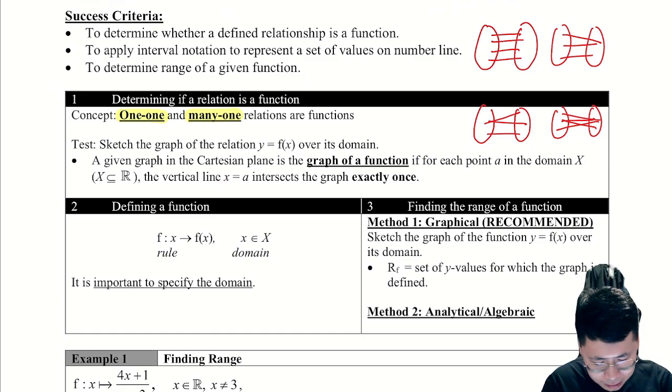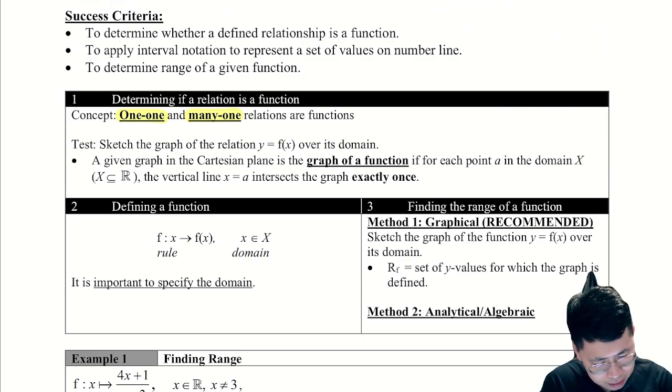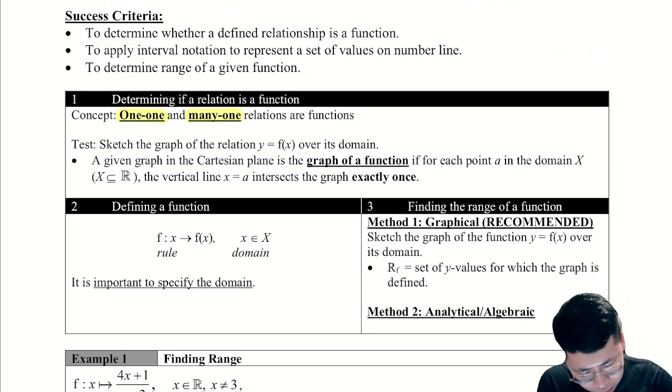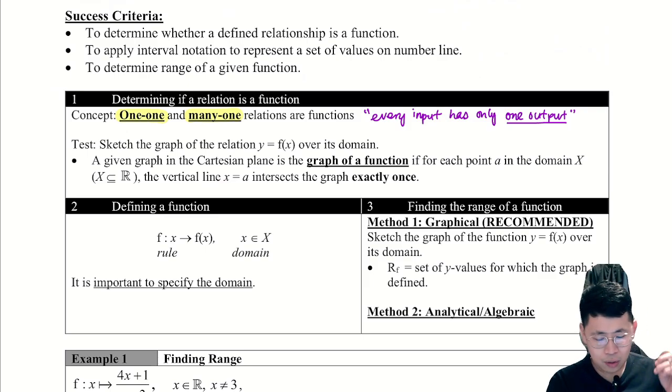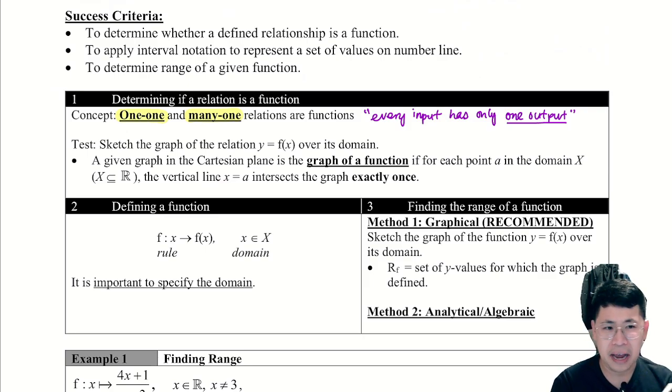So why is this so? Because the concept of the function is that every input has only one output. It doesn't have to be a unique or different output. It can be the same output, but all they want is just one output. So every input or every object must have one output. And if the input does not result in any output, that will not be a function either.